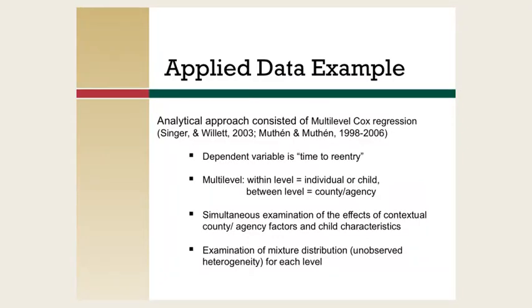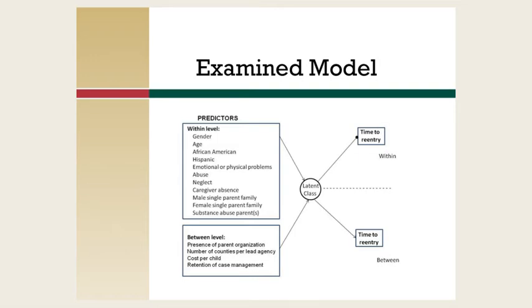Svetlana did this data analysis. She used multi-level Cox regression. So our dependent variable is time to re-entry. And we looked at multiple levels. Within level, we looked at the individual or the child factors, and I'll show you those in just a second. And then we also looked at lead agency variables. And simultaneously, we were able to examine the effects of both the contextual, the lead agency level, and the child characteristics. So this is the model that we took a look at.